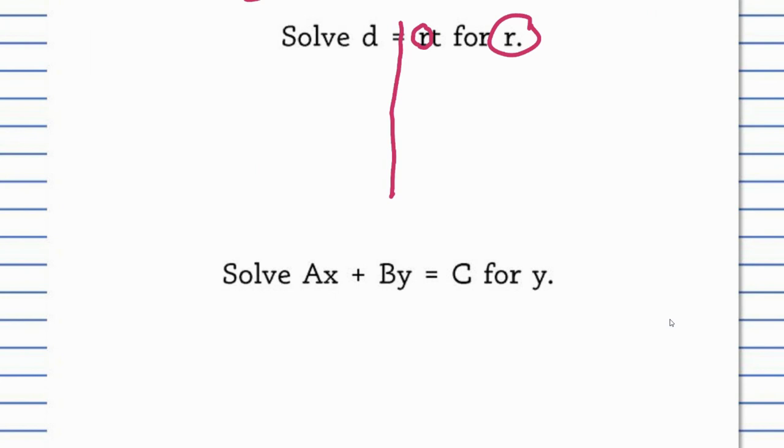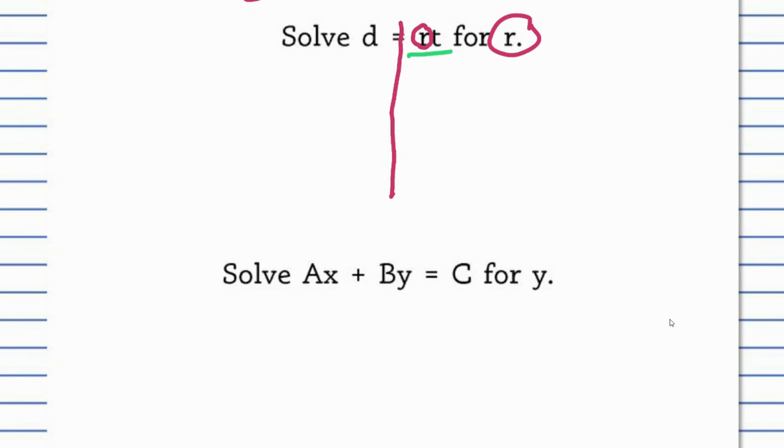So what I really want this equation to say, instead of D equals, I want it to say R equals. So I look and I say, well, what's happening between R and T right now? My rate, whatever it is, I multiply times my time to get distance, right? So rate is multiplied times time. They're sitting side by side. That means multiplication in algebra.